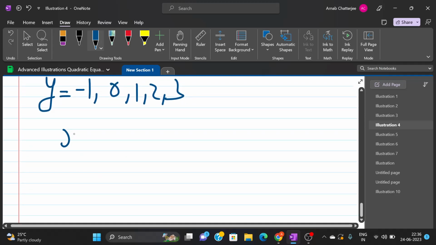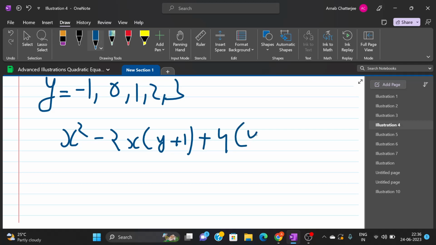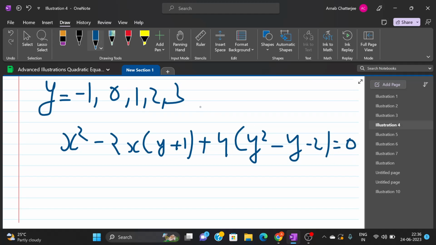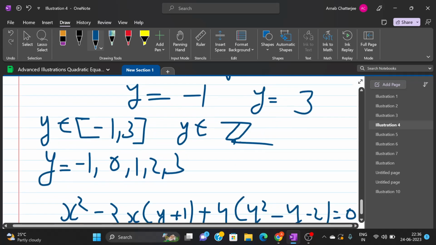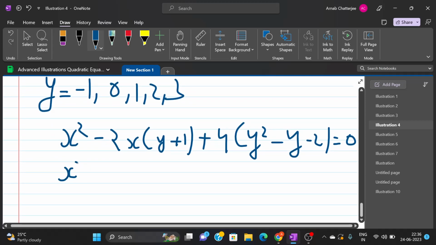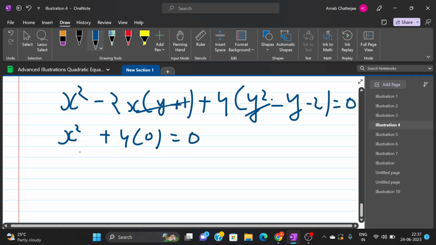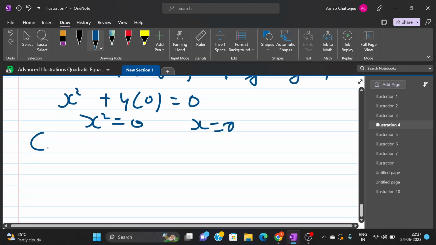So the equation was, let's write it once again, it looked something like x square minus 2xy plus 1 plus 4 times y square minus y minus 2 equal to 0, right? This was the equation we got. Now let us start putting first y equal to minus 1. As soon as I put y equal to minus 1, this thing will vanish, and here I will have plus 4 times 0. Everything is 0. So x square equal to 0, so x equal to 0.